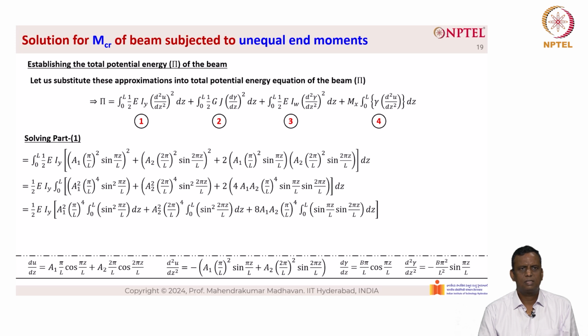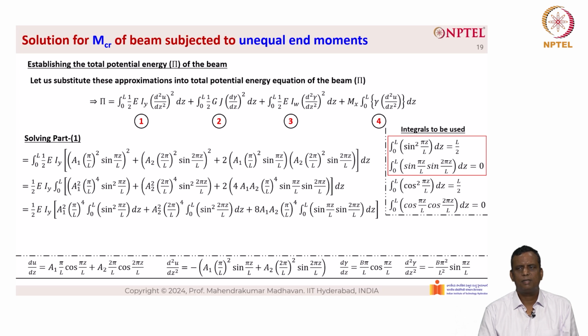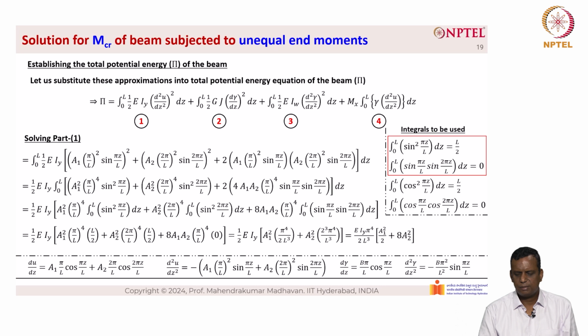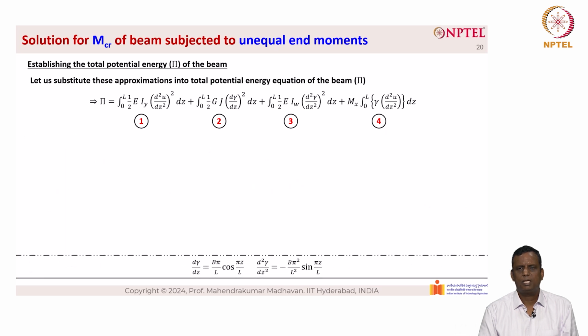And we also know that the integral of sin square pi z by L is equal to L by 2. Similarly, sin square 2 pi z by L is also L by 2, and 0 to L sin pi z by L into sin 2 pi z by L is equal to 0. These are the integrals that we can understand from the right hand side of the equation. So when we substitute that, we get a much simplified equation here, and this can be further simplified as EIy into pi power 4 by 2L cube into a1 square by 2 plus 8 a2 square, which becomes equation 1.